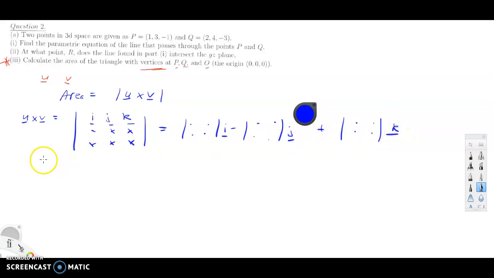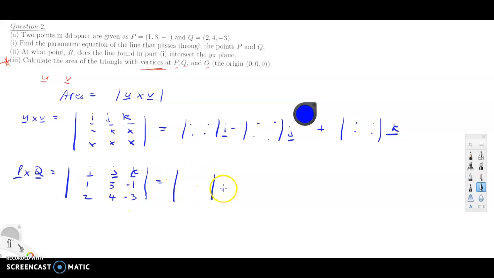So for us, we're going to get the cross product of the P and Q vector there. So we'll have our I components, J components, and K components. And it's going to be 1, 3, minus 1. That came from P there. And the Q then will be 2, 4, and minus 3.